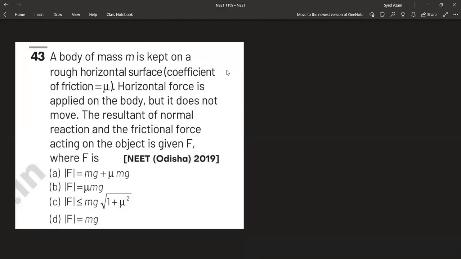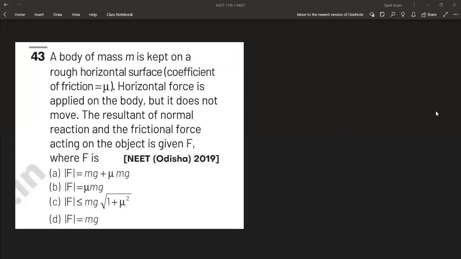Okay, class, I'm discussing now. This says that a body of mass m is kept on a rough horizontal surface. So coefficient of friction is mu. Horizontal force is applied on the body, but it does not move. The resultant of normal reaction and the frictional force acting on the body.